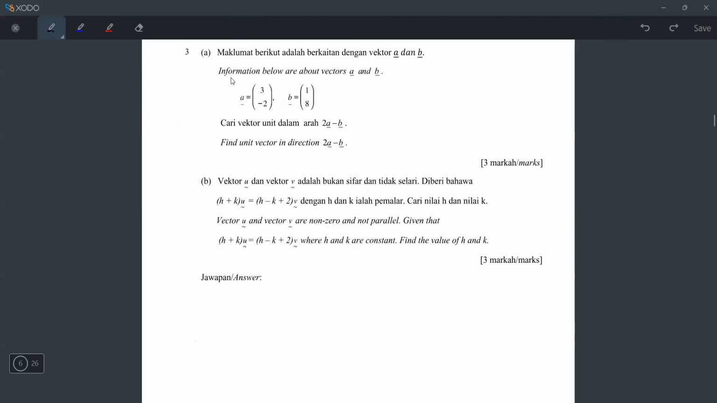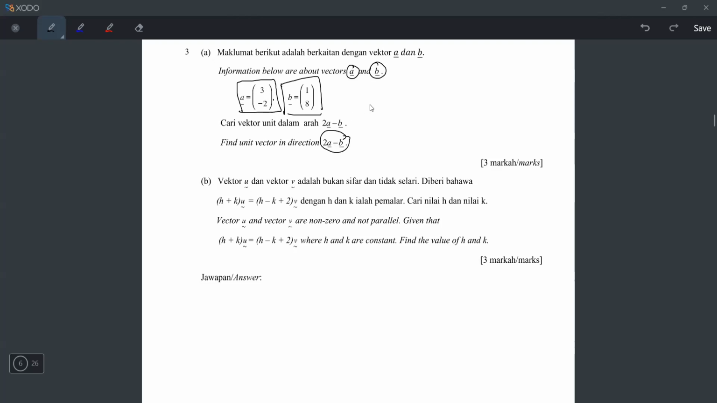Okay, number 3. Information below are about vectors A and B, but they give you in a coordinate vector punya form. Why I say coordinate vector? Because if they write in like this, like a column, then you know it's a coordinate vector. This is 3i minus 2j, this is 1i plus 8j. But they want you to find unit vector of 2a minus b.